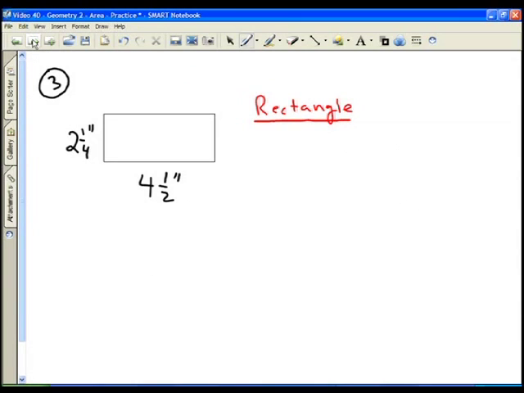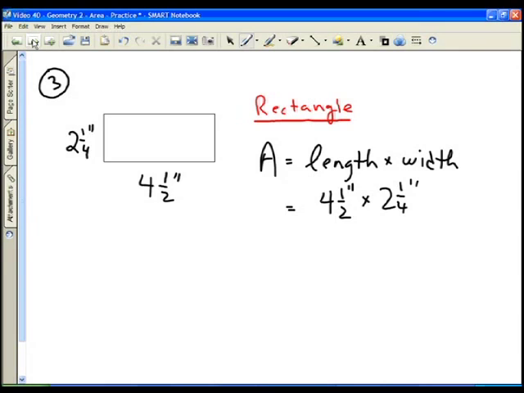And if we look at our third problem now, we have a rectangle that measures a length of 4.5 inches and a width of 2.25 inches. So the area is equal to length times width, and the area is then equal to 4.5 inches times 2.25 inches. And so I'm going to convert these to improper fractions. Oh, I'm sorry, it's 2.25. And, oh, that's right. So we have 2 times 4 is 8. 8 plus 1 is 9 halves.